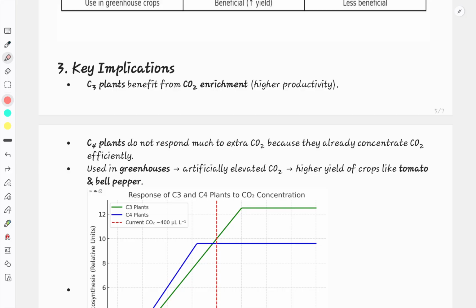What we have learned from this is that only C3 plants benefit from the rise or enrichment of CO2, not C4 plants. C4 plants do not respond much to extra CO2 because they already concentrate CO2 efficiently.